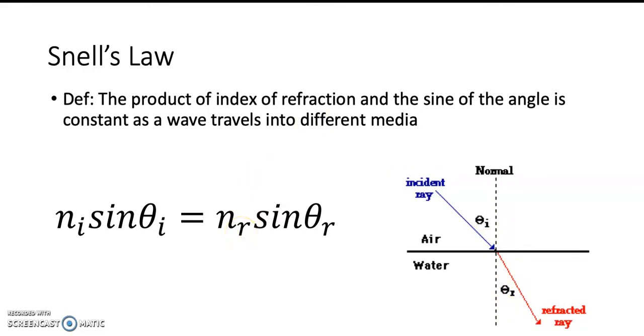In your homework set, you will use Snell's law equation in order to find missing index of refraction on the PhET simulation. But for now, let's give you an example of how this equation works.